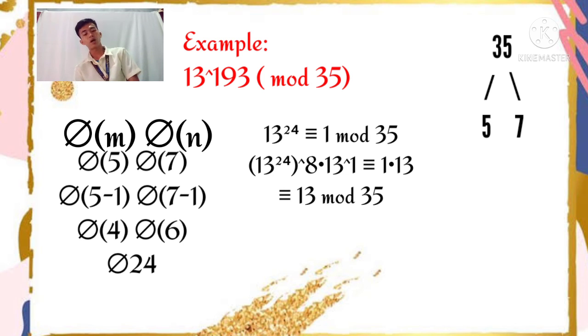We need to divide 193 by 24 and it will become 13 raised to 24, raised to 8, times 13 raised to the remainder, congruent to 1 multiplied by 13 raised to the remainder, because 193 divided by 24 is equal to 8 with a remainder. So, let's put it. So the answer is congruent to 13 to the remainder power, mod 35.